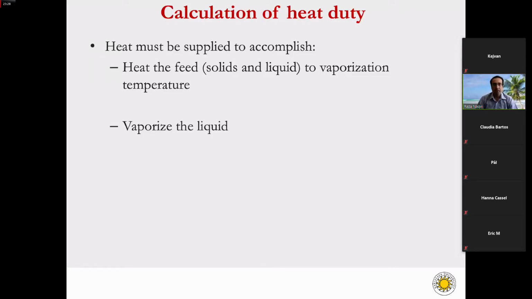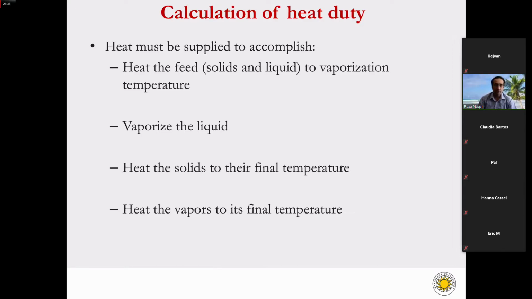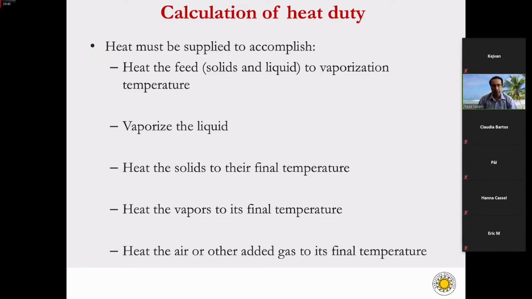We have to vaporize the liquid. We have to heat the solids to their final temperature inside the dryer. We have to heat the vapors to their final temperature, and we have to heat the air or any other gases to their final temperature. So there are different types of heat required in the dryers. First, heat the feed that contains solid and liquid to the vaporization temperature. Then we evaporate the liquid. We need heat to increase the temperature of the solid to its final temperature, heat the vapors to their final temperature, and heat the air to its final temperature.